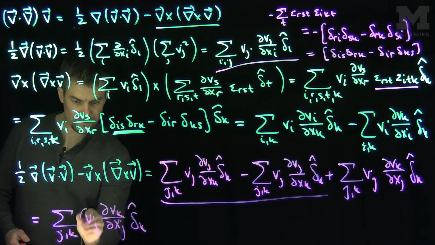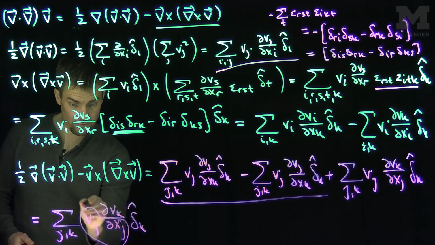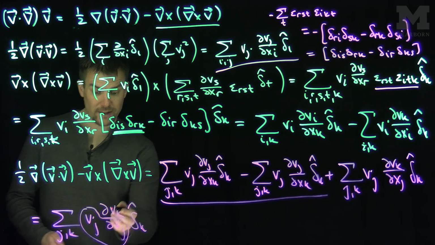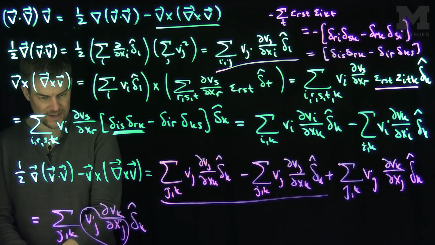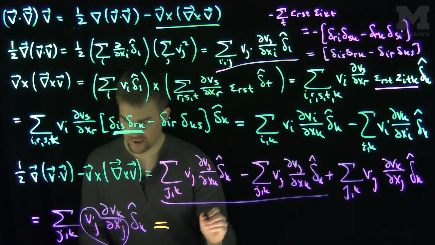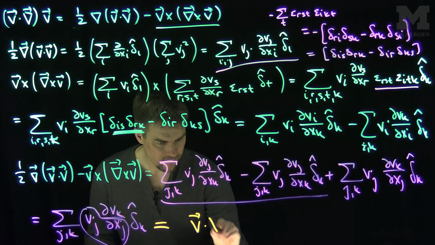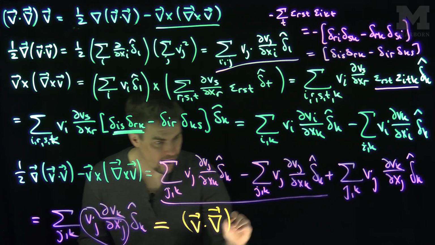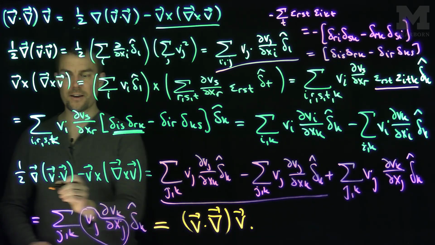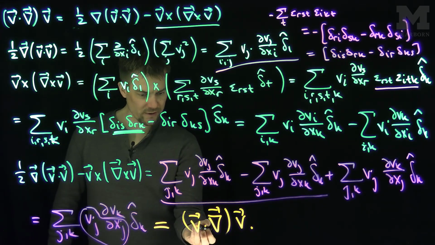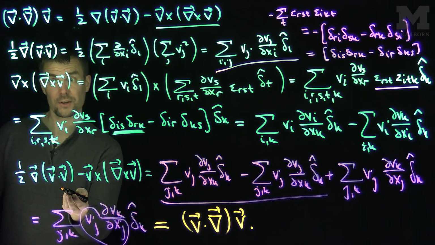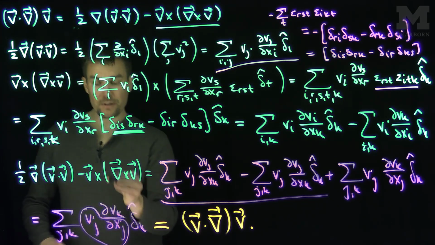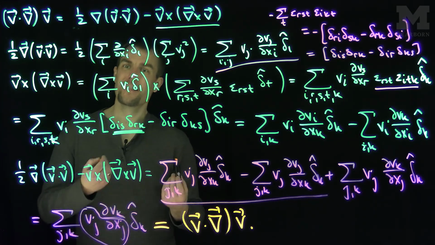Well, this is exactly what? That's the directional derivative in the direction of v of what vector? Of the vector v. So this expression over here is exactly equal, by definition, to the directional derivative in the direction of v of the vector field v itself. And therefore we have our identity that the directional derivative in the direction of v of the vector field v itself is one half the gradient of the norm of v squared, v dot v, minus v cross the curl of v. Thank you very much.